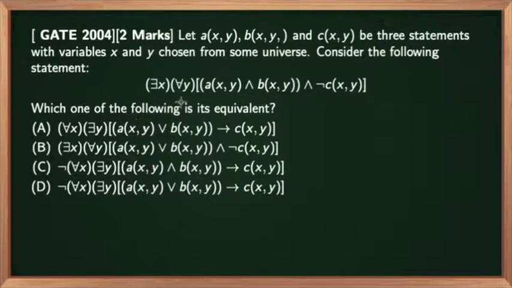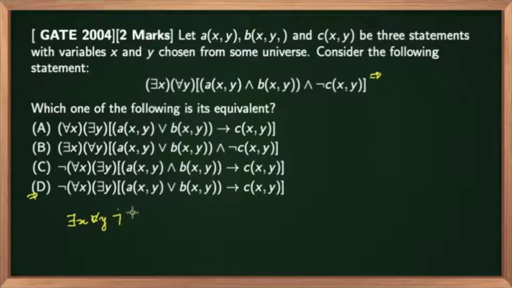Which one of the following is equivalent to this expression? Let me start with D, because what I know is that not of for all x is equal to there exists x not, and not of there exists y is equal to for all y not. So most probably D and this expression may be the same. Let me try that first. I can take this negation inside. So this will be there exists x, and this will be for all y.